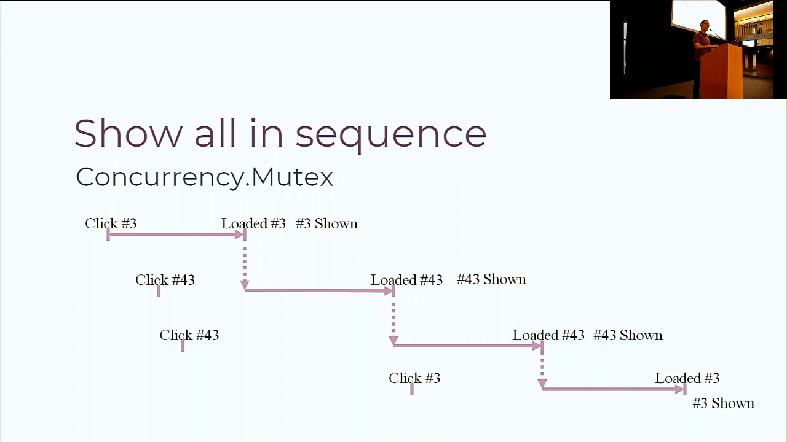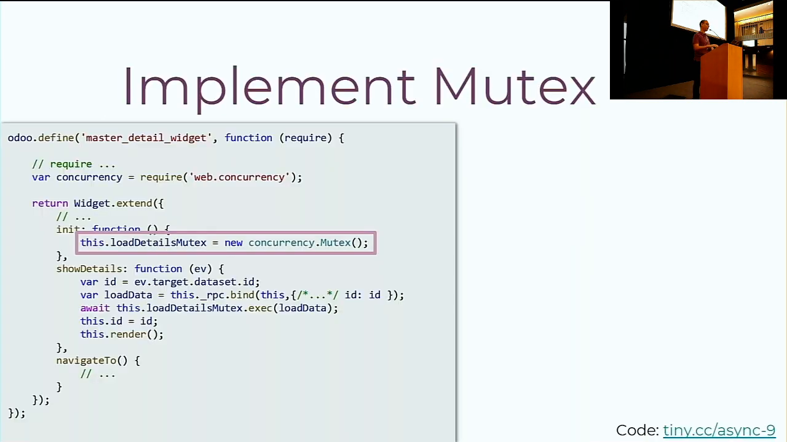Yeah, finally, number 3 is shown. How do you implement it? Once again, the mutex is implemented in the concurrency module, so you have to require it. Once again, you need to obtain an instance of a new mutex. We do that in the init. And then there's a very specific JavaScript thing here. Mutex needs the function to be executed. Sorry, it needs to be executed in the scope of the widget itself.